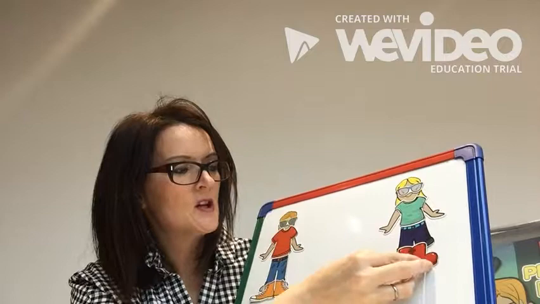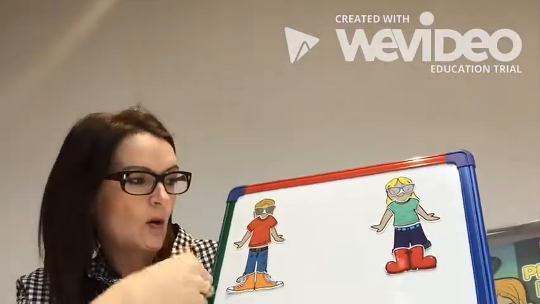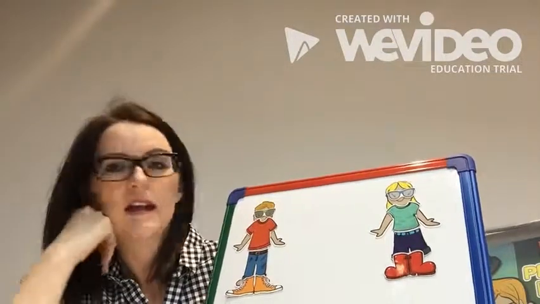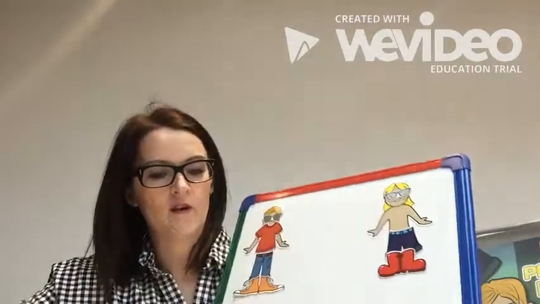Okay, so this time we might be saying her and him, or his and her, sorry. So we could be saying, can you give me her t-shirt? Can you find her t-shirt? Okay, so making sure they can take it off and give it to you.